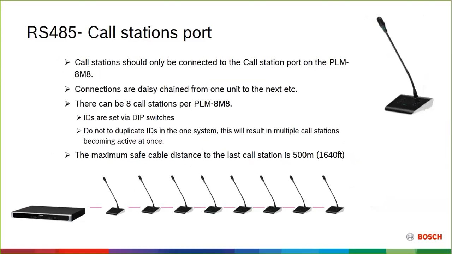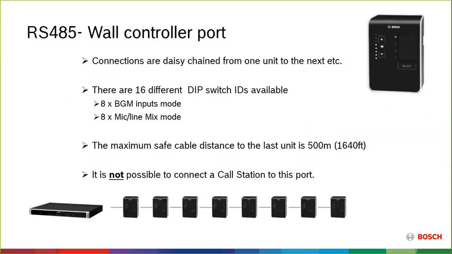And as I mentioned, you get 500 meters to work with total, all Cat 5, and you can have 8 wall controllers and 8 call stations, and the system's an 8-zone system, and we have 8 amp channels, so the key number there is 8, and it's simple to remember, simple to use. Same with the wall controller. You can have 8 in the BGM mode, 8 in the mic line mode, and just saying the wall control trunk is for wall controllers and the call station trunk is for call stations. You can't mix and match the trunks.